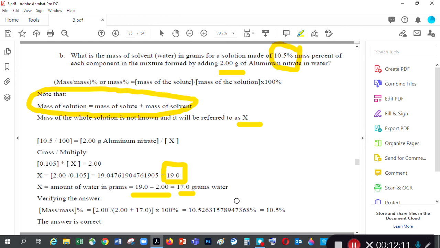You can verify it. Take your 2.00 grams divided by the sum of 17 plus 2, which is 19, correct? And it will come out exactly 10.5%. So after verification, the answer is correct.